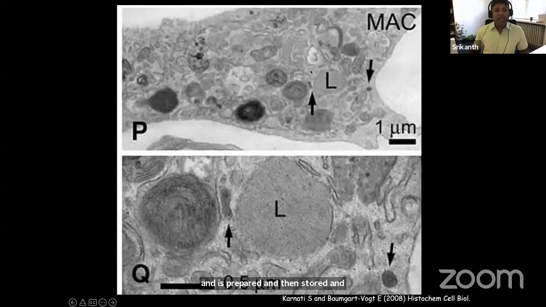And these are the macrophages. The characteristic features of macrophages are that they have lysosomes, and this is what you can see very clearly. In the electron microscope, you can identify beautiful, very big lysosomes. And you can also see typical peroxisomes in the very near vicinity of the lysosomes.